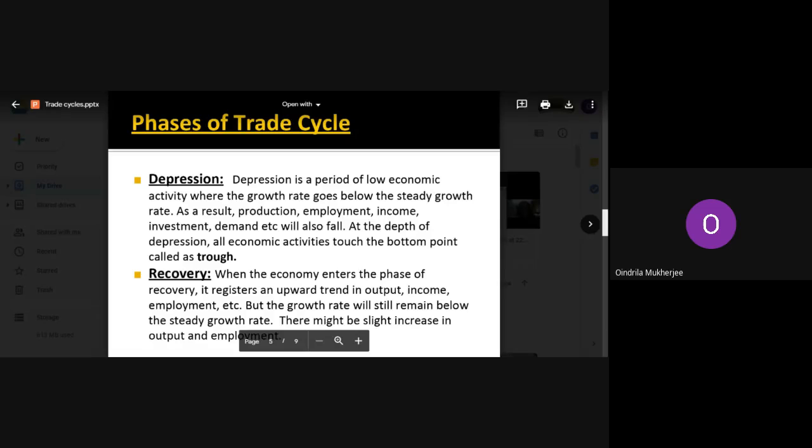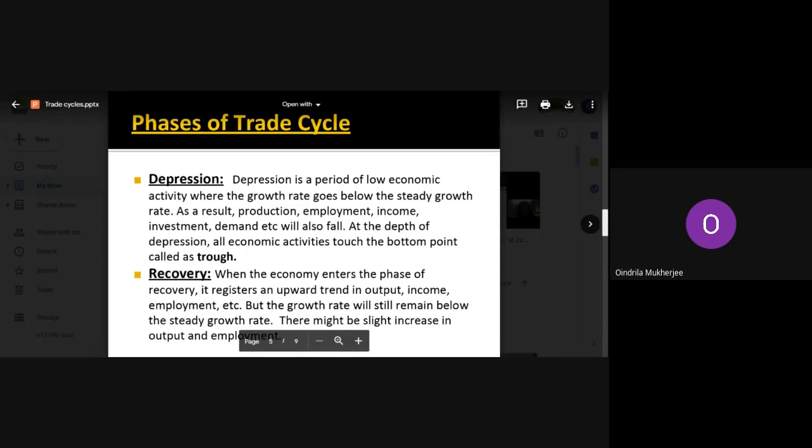Okay, the first phase is what? First phase is depression. Now, what happens in depression? Depression is the worst one which we see in case of business cycle or the trade cycle. Why is it the worst one? It is a very bad phase, the poorest of all. Why so? Because in case of depression, everything comes to a downfall. There is a downward trend. The economy shows a downward trend.